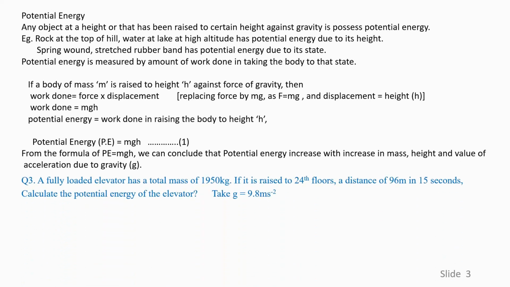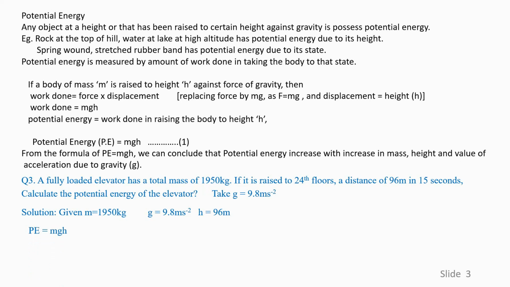Now let us look at one example. A fully loaded elevator has a total mass of 1950 kg. If it is raised to the 24th floor, a distance of 96 meters, in 15 seconds, calculate the potential energy of the elevator. Acceleration due to gravity is given as 9.8. We are given mass, acceleration due to gravity, and height. Time is also given, but it is not required unless we are asked to calculate the power.